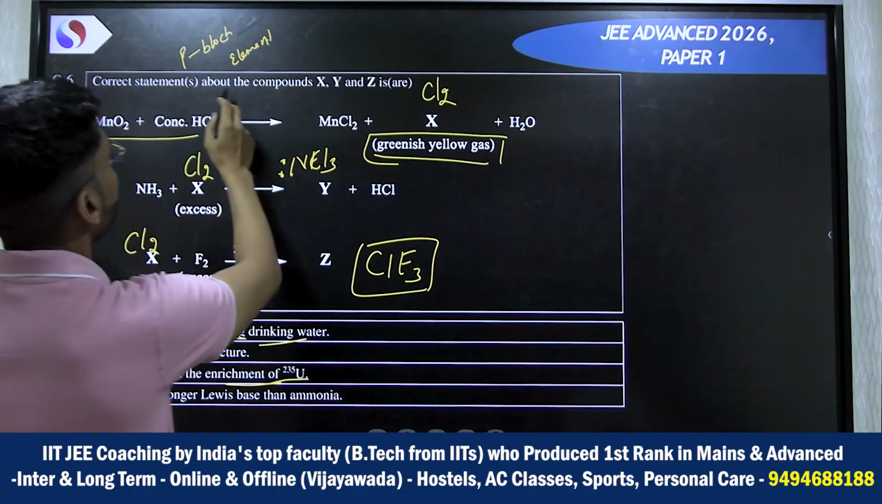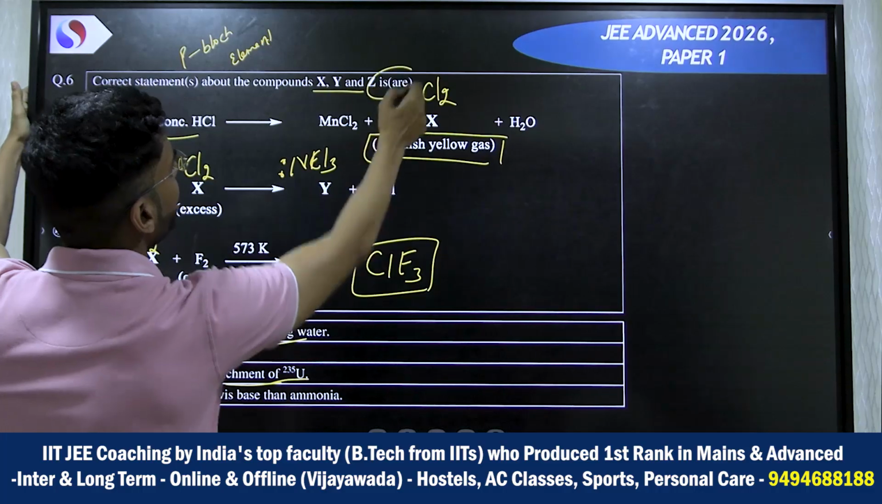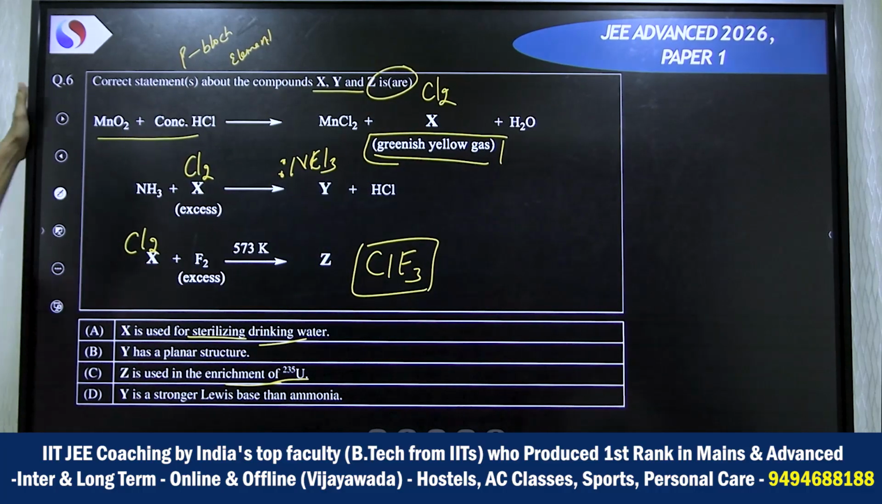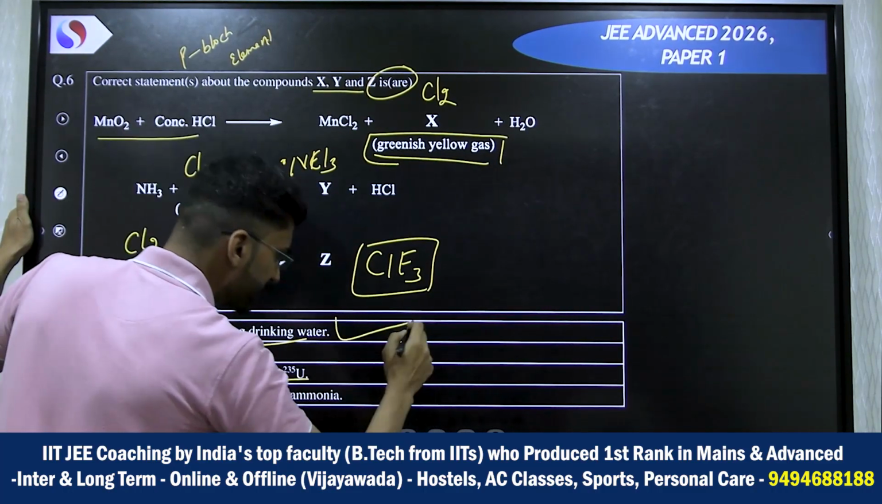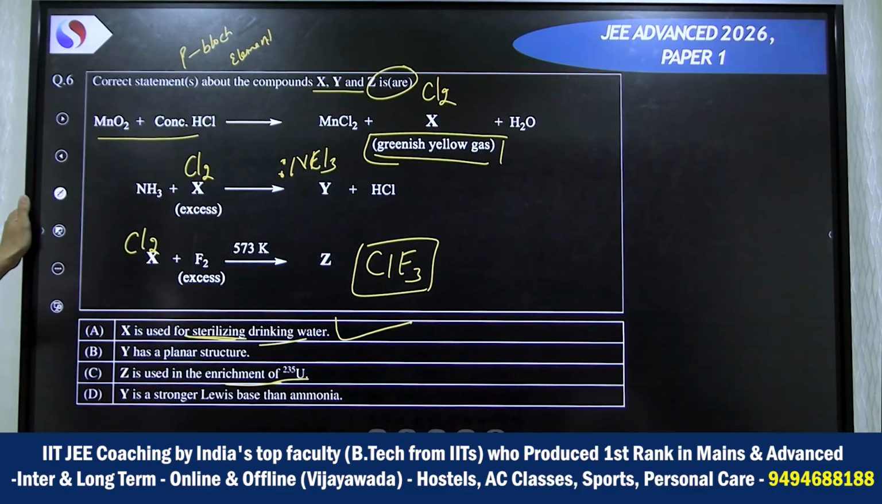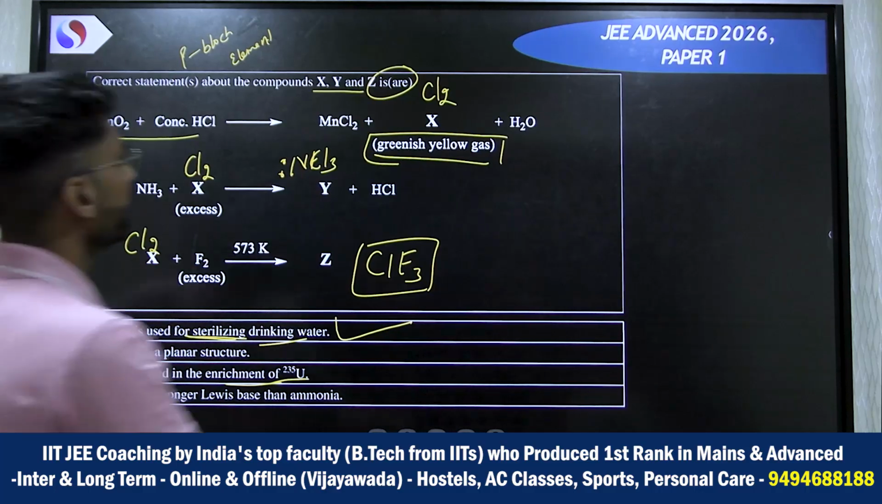So now let's read the question. The correct statement about the compounds X, Y, Z is or are, meaning it is a multiple answer question. So X is used for the sterilization of drinking water. Yes. Y is a planar structure. Y, it is NCl3.